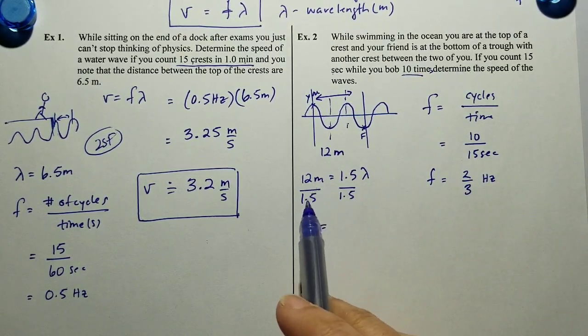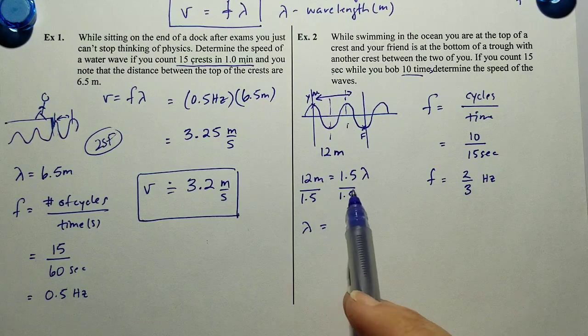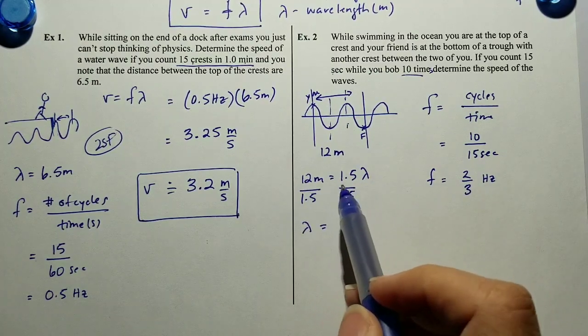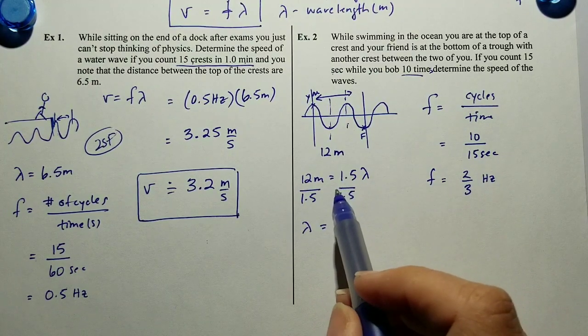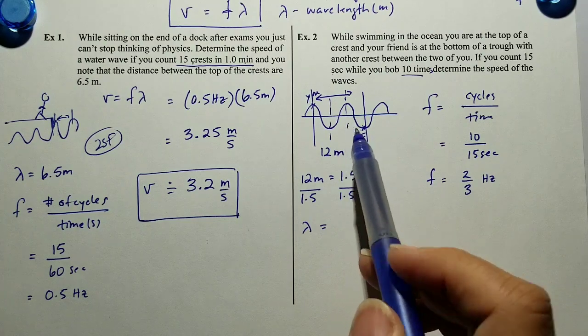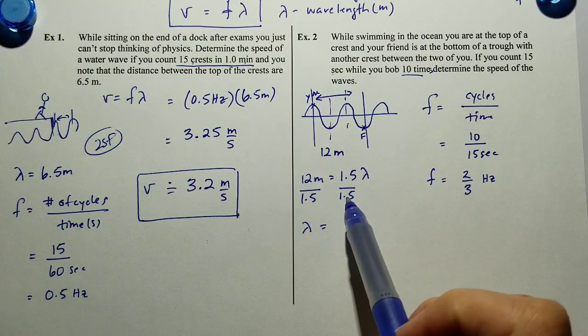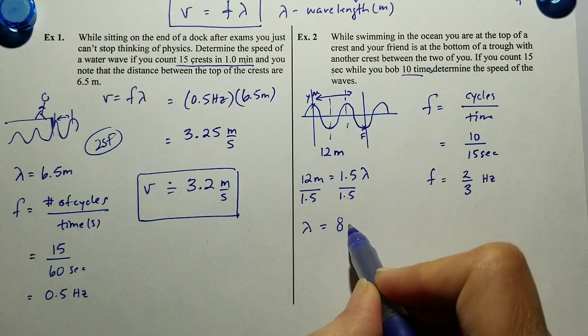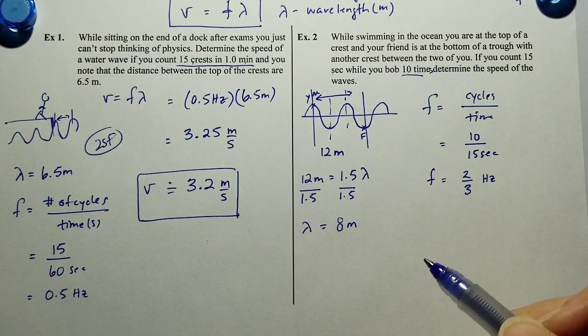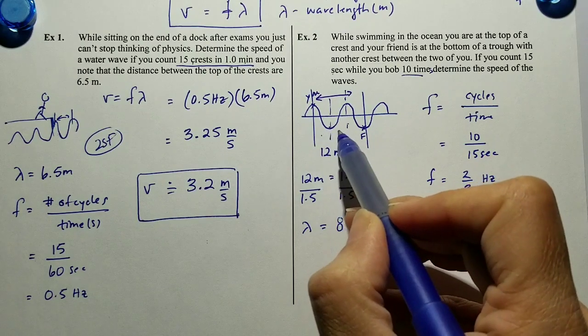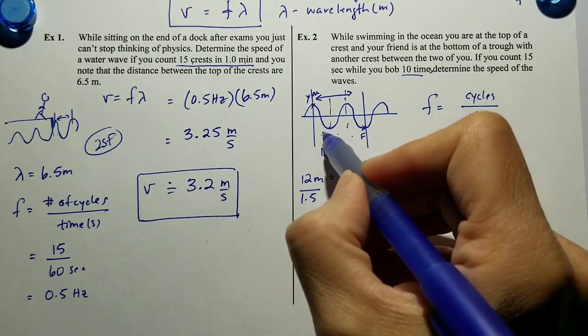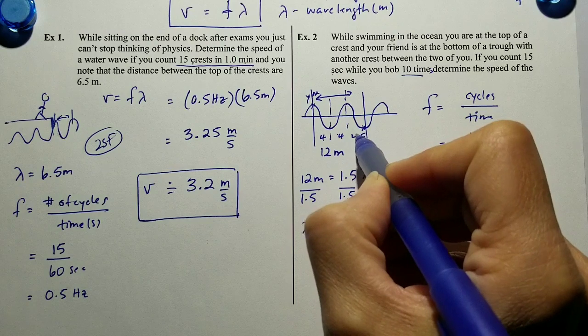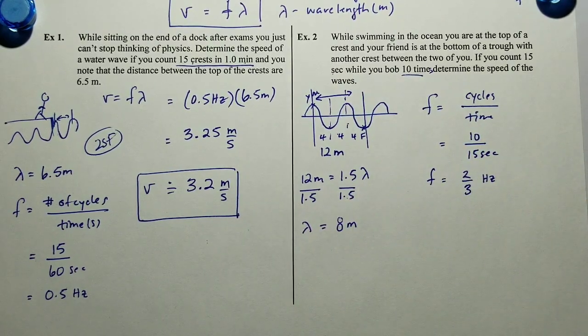Have you figured out what 12 divided by 1.5 is? Or you multiply by 2 and divide by 3 because it's actually 3 halves. Yep, so 24 divided by 3, it should be 8 meters. Okay, because it's 4, 4, 4, right? 4, 8, 12. That's another way to do it if you want. However you do it's fine.